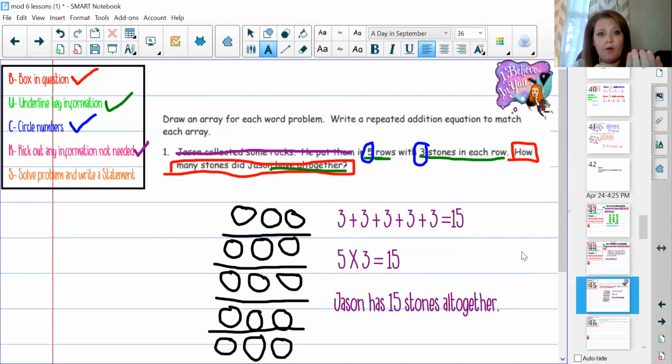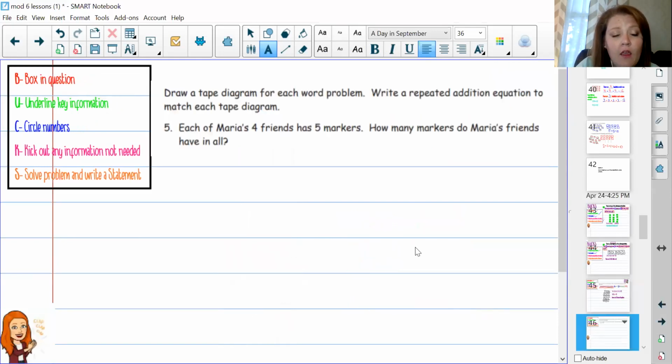Flip your paper over to the back. We're going to do the first one on the back that is about tape diagrams together. All right, it says draw a tape diagram for each word problem. Write a repeated addition equation to match each tape diagram. All right, let's read the problem first. It says each of Maria's 4 friends has 5 markers. How many markers do Maria's friends have in all?